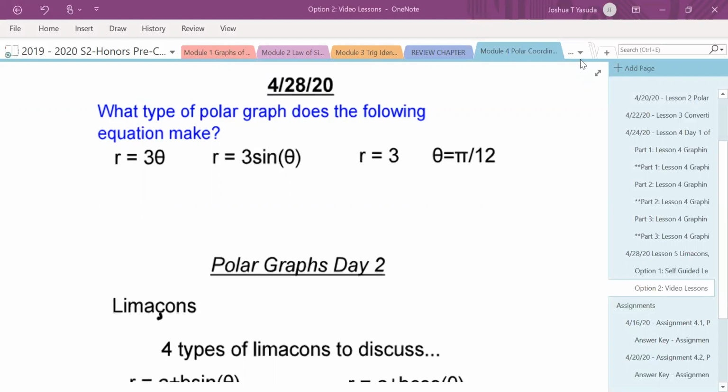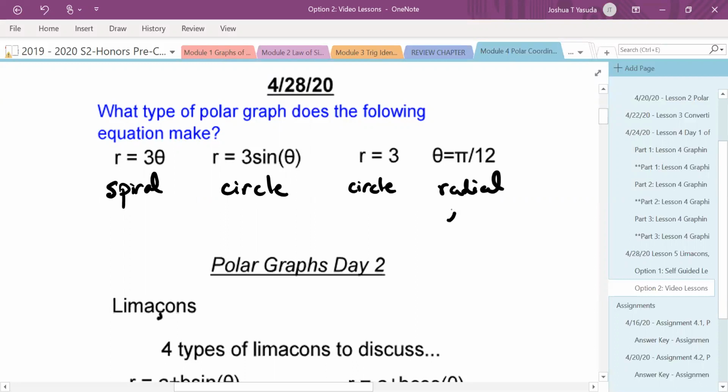R equals 3 theta. This would be a spiral. So hopefully you got that. R equals 3 times sine of theta would be a circle. R equals 3 is also a circle. And theta equals pi over 12. This would be called a radial line, is how we've discussed it. If you are unsure of what those are, go check out the different videos on there.